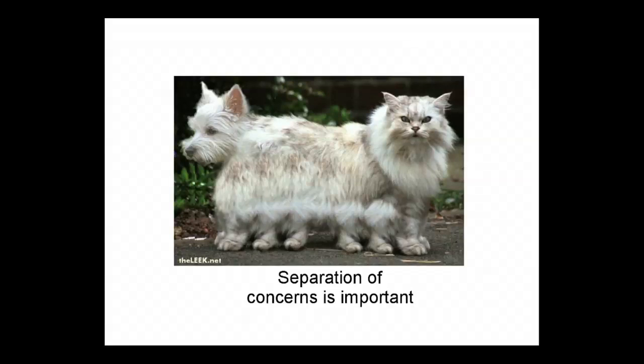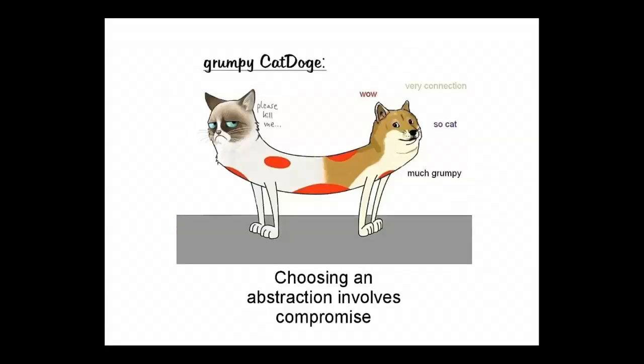So we've realized that separation of concerns is important. Otherwise, you end up with a cat dog. So when you choose your abstraction for the problem you're trying to solve, if you solve one problem first, then the abstraction might not be ideal to solve the other problem. And one of the problem domains is always going to miss out. And that also is not a good thing. Choosing an abstraction involves compromise.